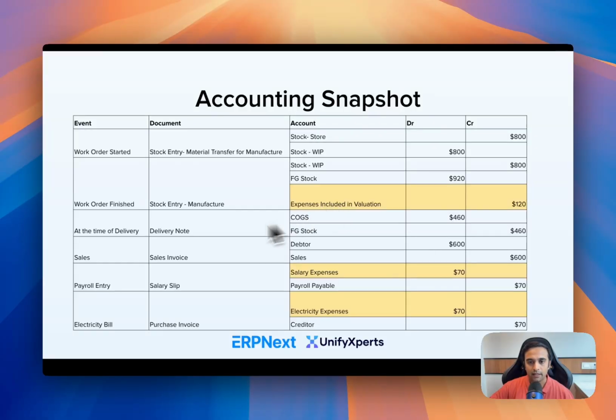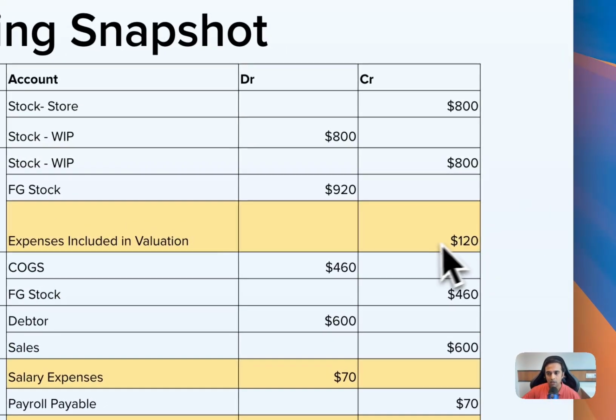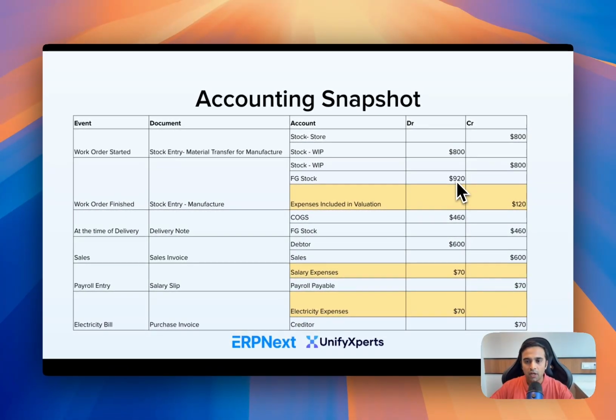in valuation. At the time of delivery, what will happen is, what I've taken in that example is 2 iPhones. I've manufactured 2 iPhones and the total is $920. So one iPhone is worth $460. So when you deliver it, COGS is booked at $460 each. So your FG stock gets credited by $460 and your COGS or cost of goods sold is booked for $460. So when you book the accrual invoice of that delivery, let's say we sell it for $600, there is a debtor entry of $600 and sales or revenue is recognized at $600.